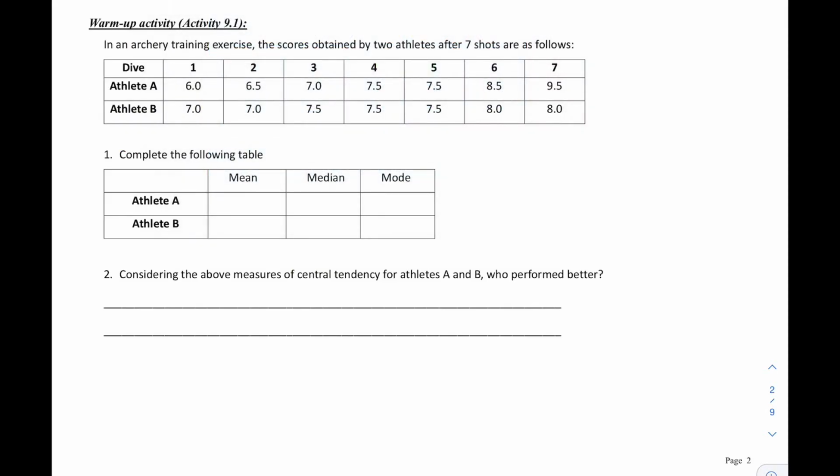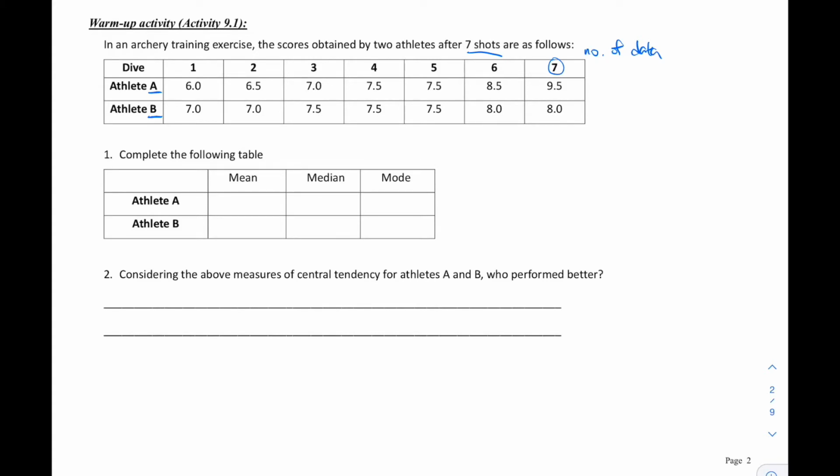Okay, here we have a warm-up activity. It is amended from Activity 9.1. In an archery training exercise, the scores obtained by two athletes after 7 shots are as follows. That means the total number of data is 7. And we have two sets of data from athlete A and athlete B. Now, question 1, we have to complete the table. We have to find the mean, median, and mode for athletes A and B respectively.